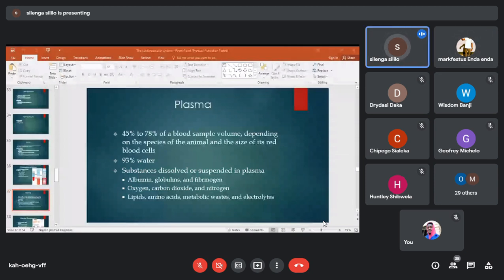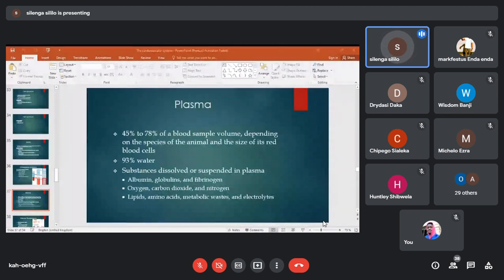So I was saying, plasma is around 55 to 78%. That is just a range, depending on the sample volume, and also depending on the species of the animal, and also the size of its red blood cells. Within these animals, they differ. You find that a dog will have bigger red blood cells as compared to a pig and a goat. So definitely the volumes will differ based on the size of the red blood cells.